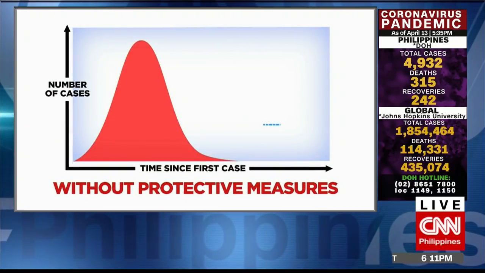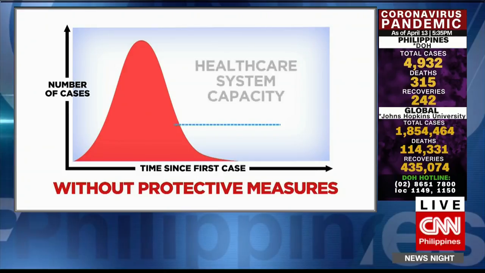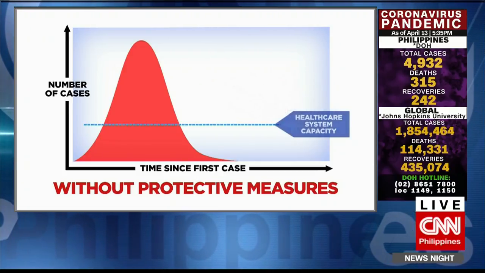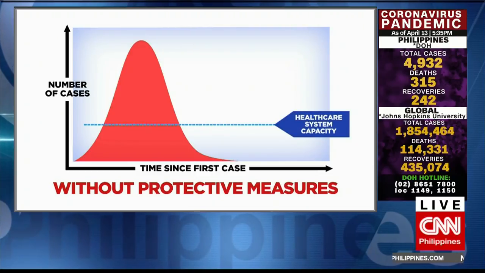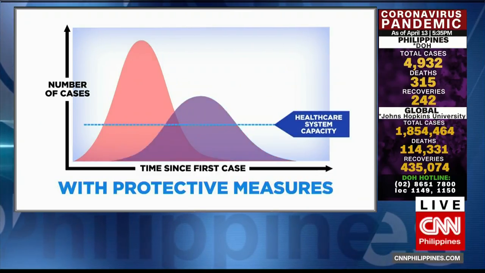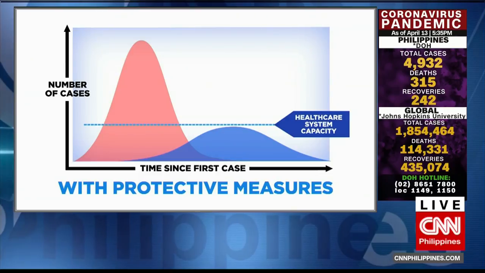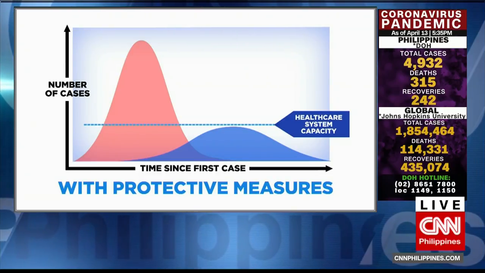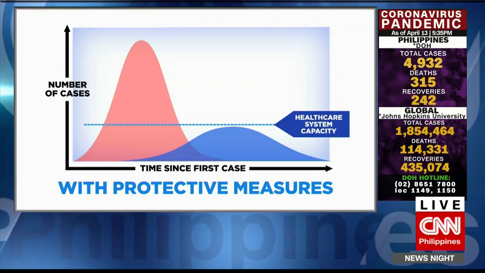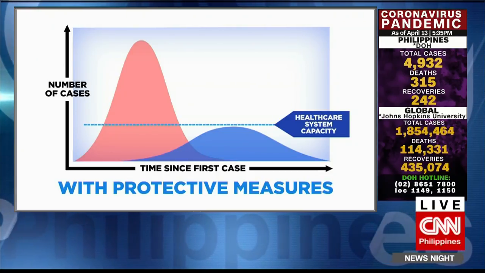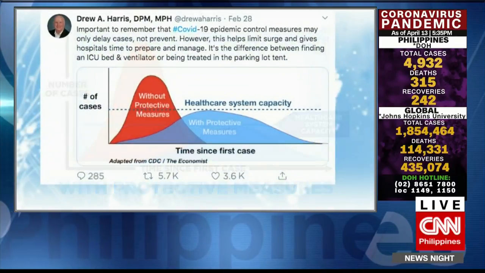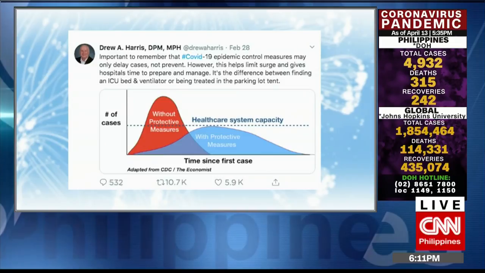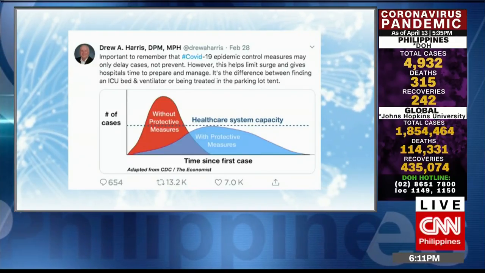To help everyone understand the situation better, Dr. Drew Harris added a dotted line across the graph, which represents the capacity of the healthcare system. With proper intervention, the curve is flattened as the number of infections are kept below the dotted line. The healthcare system is not overwhelmed. All patients are given proper care and more lives are saved. That updated graph went viral on Twitter and is now being used by many people around the world to explain what flatten the curve means.